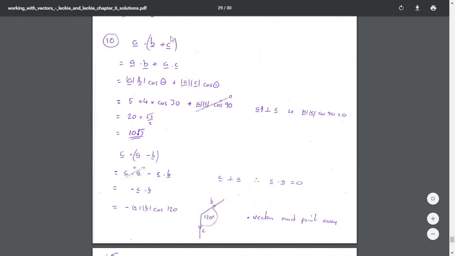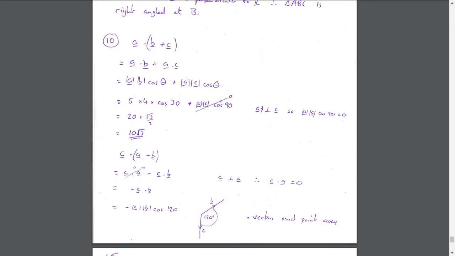So A dot (B plus C), hopefully this one's reasonably straightforward. We just expand like we have done in the previous questions. If you've gotten this far through the exercise, I'm sure this will be fine. So A dot B plus A dot C. A dot B is the magnitude of A multiplied by the magnitude of B multiplied by the cosine of the angle in between them. So that'll be 5 multiplied by 4 multiplied by the cosine of 30.